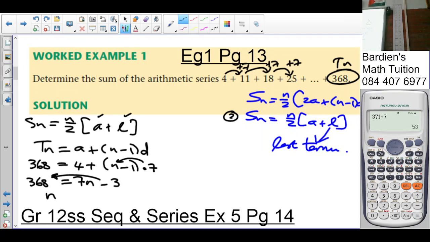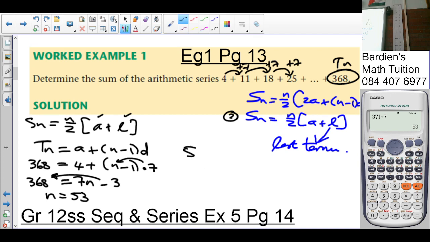People, what does that mean to say? There are 53 terms in the sequence. Can you see that, people? So what do we say now? n is equal to what? So n is now 53.